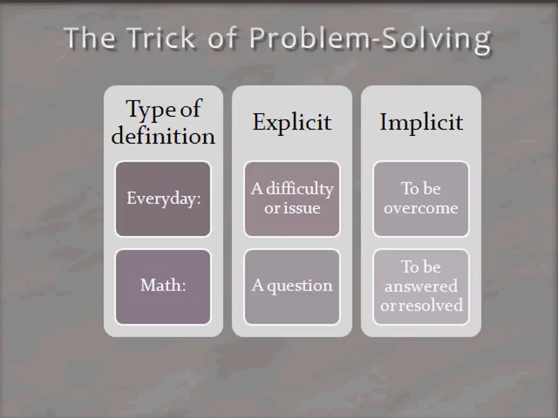When we look at these two definitions, we see that there are parallels between the two. In each case, everyday and mathematics, there's an explicit component, a thing that exists, and an implicit component, what we would do with that thing. So for the everyday definition, the explicit component is the difficulty or issue, and the implicit component is the understanding that we need to overcome that difficulty or issue. In the mathematics definition, the explicit component is the question, and the implicit component is the need to answer or resolve that question. The trick of problem solving is converting the difficulties and issues of everyday life into questions that we can then answer to overcome the problem.